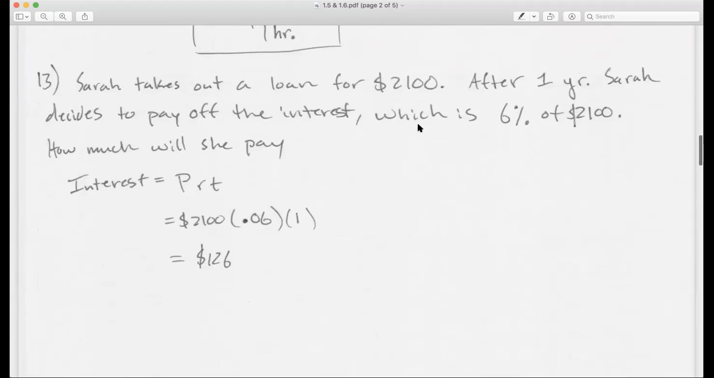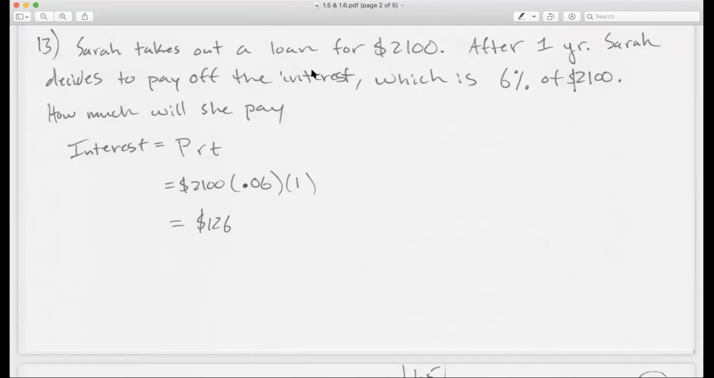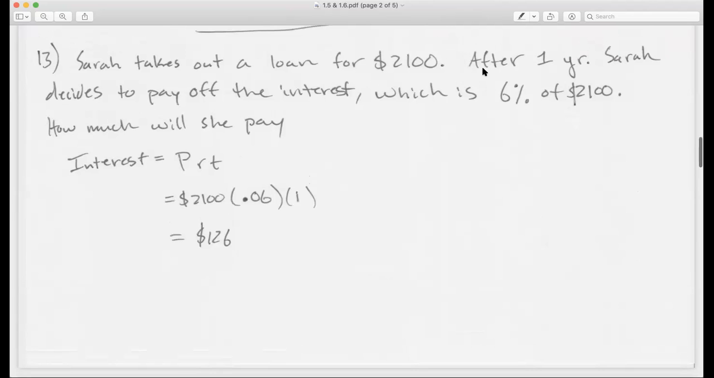Let's go to number 13. Sarah takes out a loan for $2,100. After 1 year, Sarah decides to pay off the interest, which is 6% of 2,100. How much will she pay?